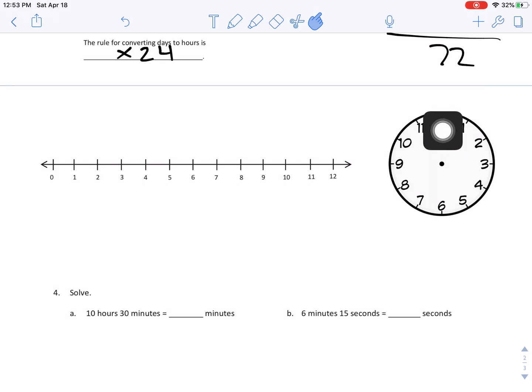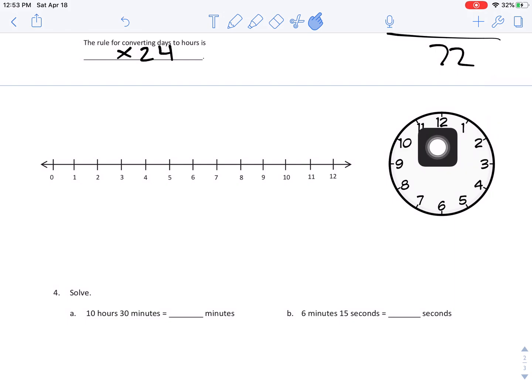We say 0, 1, 2, 3, 4, 5, 6, 7, 8, 9, 10, 11, 12. And then we're going to go back 1, 2, 3, 4, 5, 6, 7, 8, 9, 10, 11, 12. That would be a whole day. You should have learned that each of these spaces is not 1. It is in hours, but in minutes it's not.